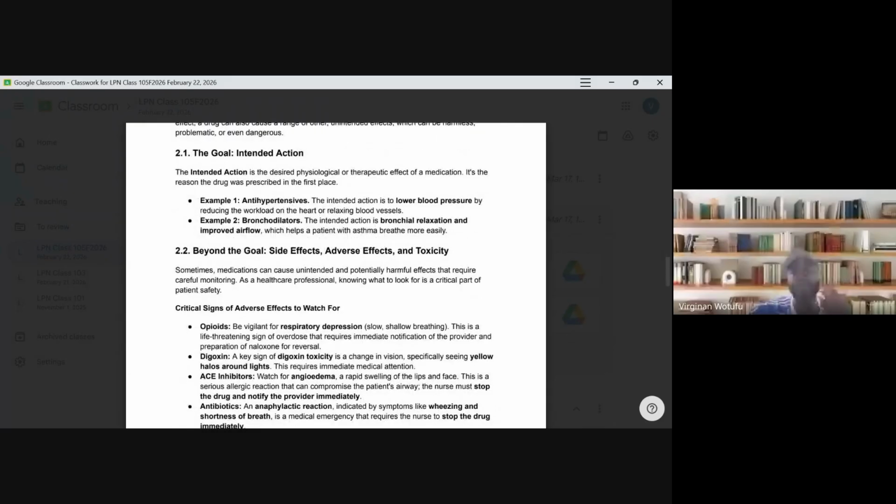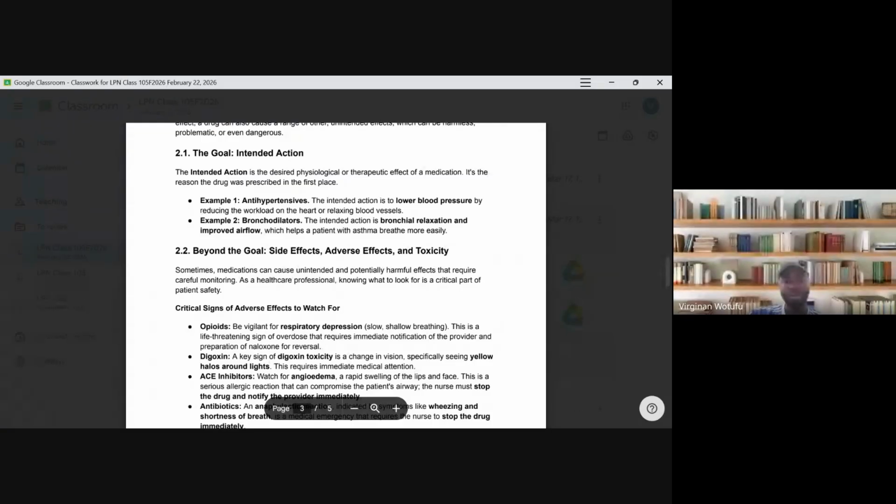So this is just it. Like I said, you have some critical signs of adverse effects to watch for in medications, and these are some of the medications being listed here. We have opioid analgesics, which are central nervous system depressants. When administering them, we need to watch for what? Respiratory depression, right? You need to always assess the respiration. Watch for slow, shallow breathing. In case of overdose, it becomes a big problem.